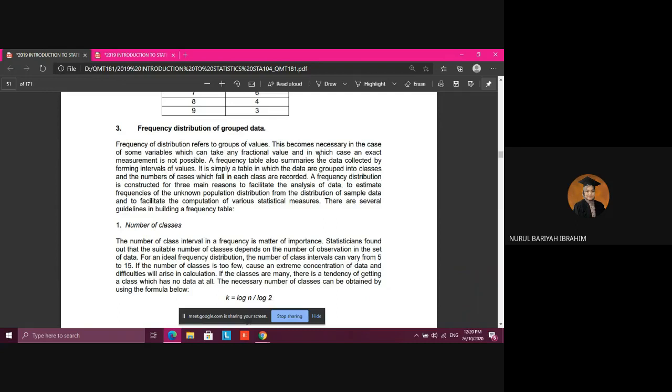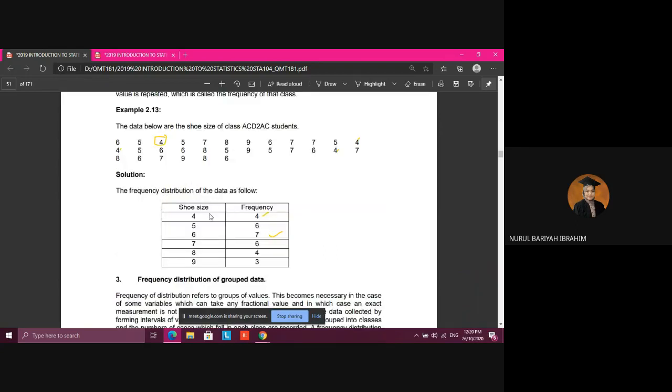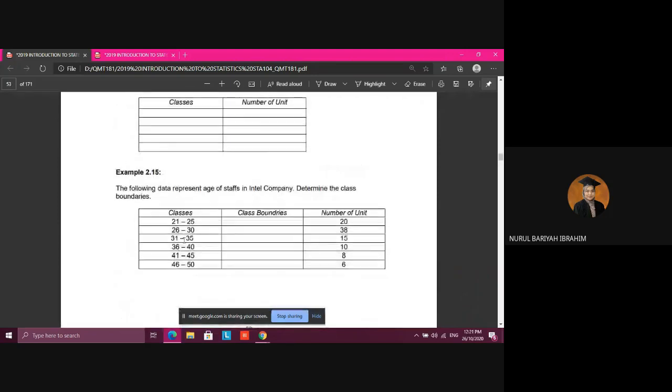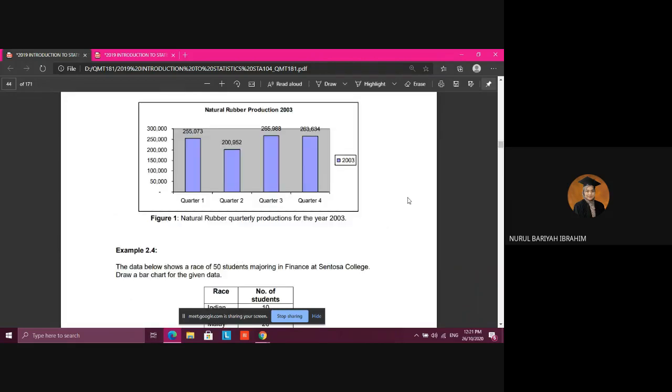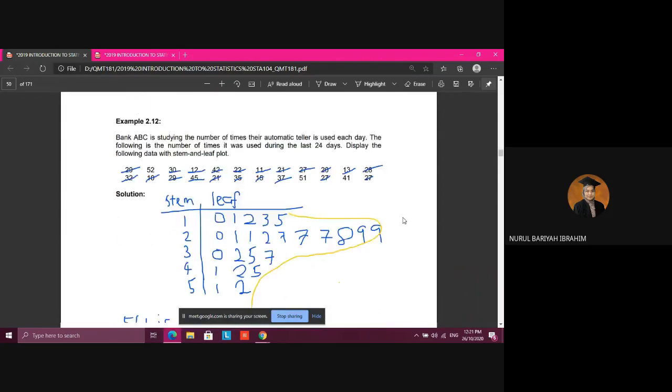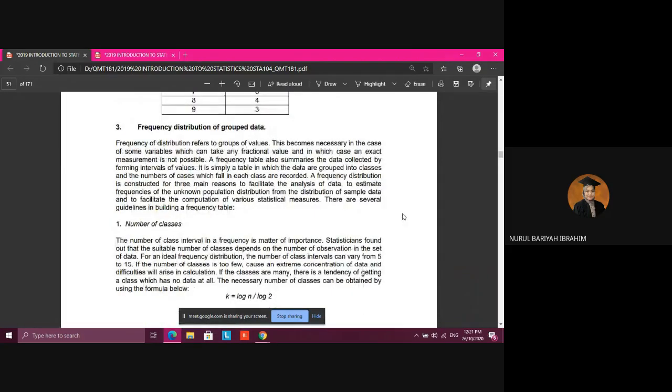Cuma dia punya first column, kalau dekat sini first column dia adalah categorical, shoe size macam ni kan. Tapi untuk group data kita akan create the classes. Okay, ni kita akan groupkan dia. We group the list of data into several classes. Okay, frequency distribution, baca sikit.